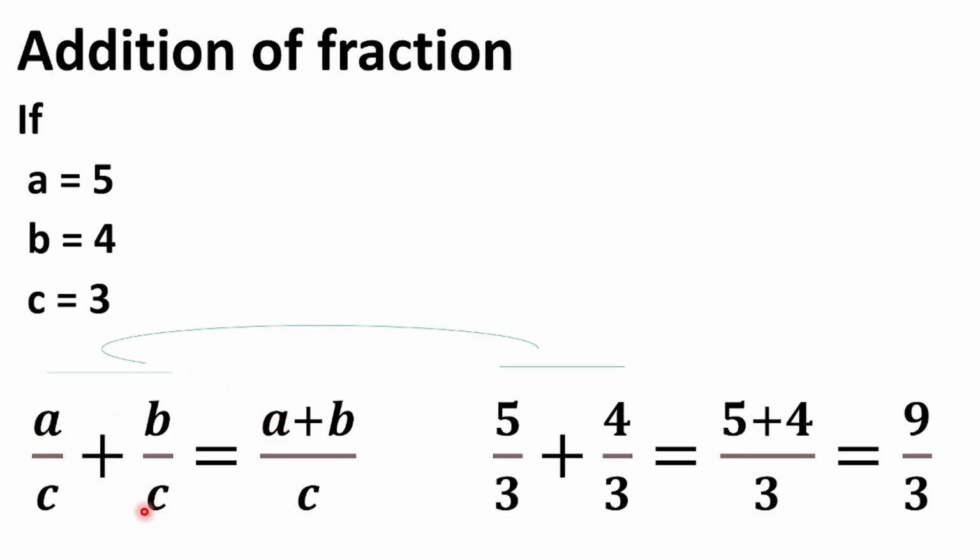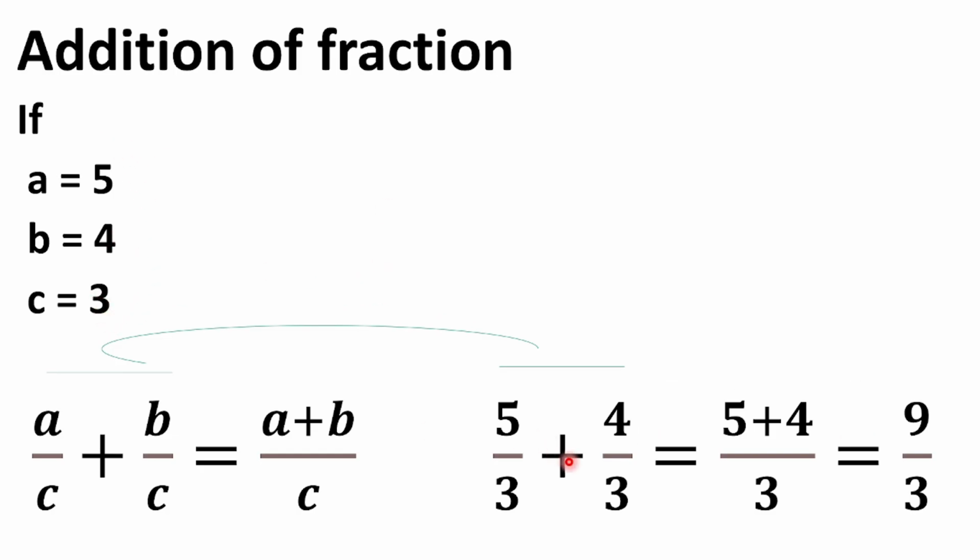Similarly, c divided by this c equals 1, and 1 multiplied by b equals b. So we will write b over here. So a divided by c plus b divided by c is equal to a plus b divided by c. So this is this part of the equation.